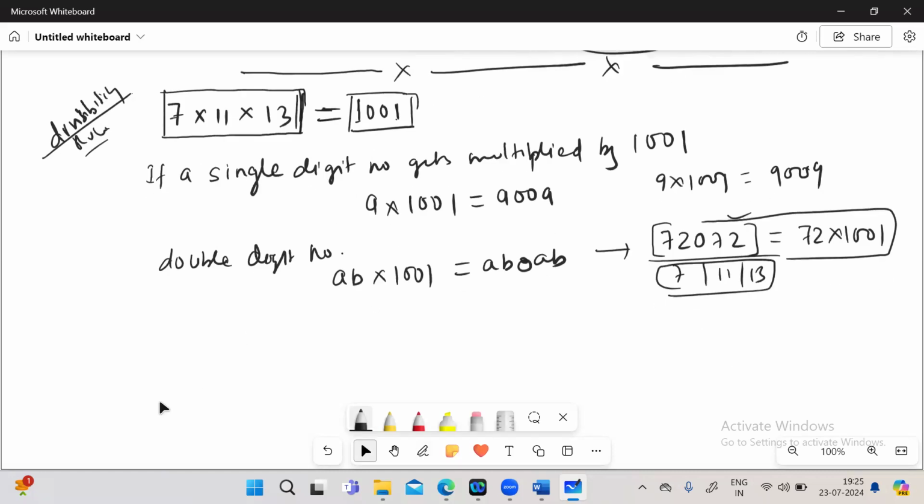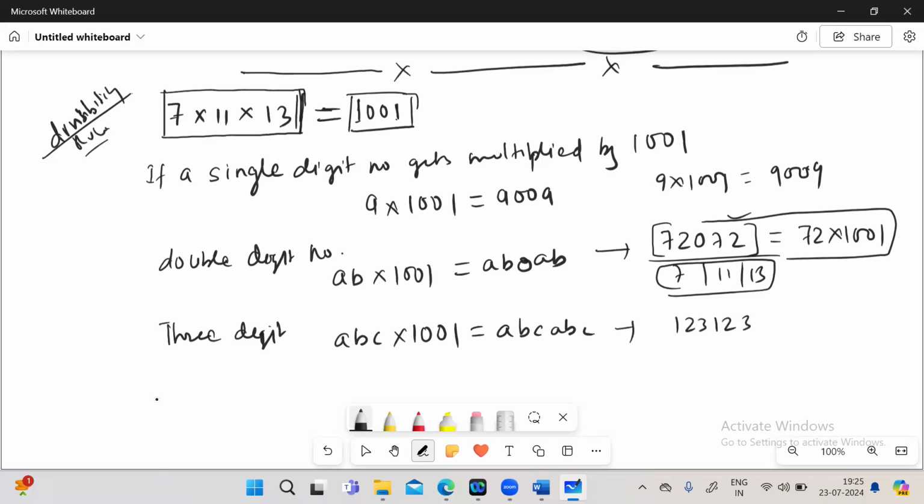If a 3-digit number multiplies this, if a three-digit number is there, then ABC into 1001, you will be getting a number ABC, ABC. So now you can also say that 123, 123, if we divide this number by 7, 11, and 13, you won't get any remainder. It will be a divisible number from all these three.